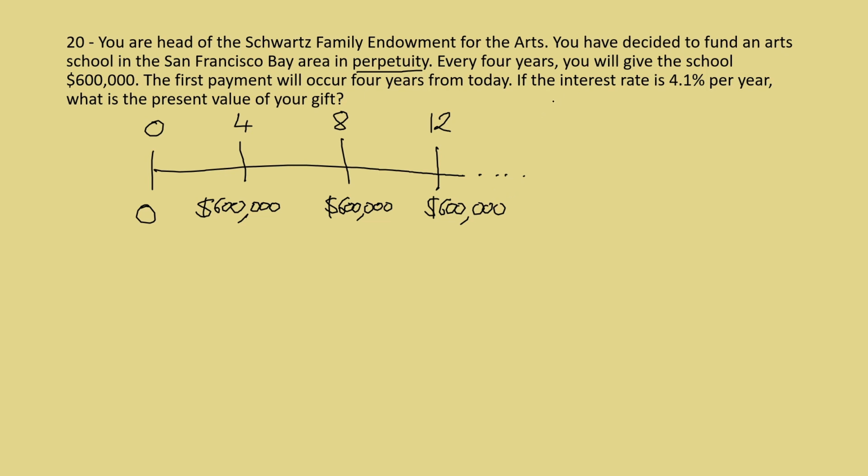Again, one complicated thing about this exercise is that although our interval is every 4 years, we get the interest rate per year. So in this case, what we need to do is we need to find out the interest rate every 4 years, okay? Otherwise, we cannot use the 4.1% to calculate the present value. Now, there's another formula for this, and the formula goes like this.